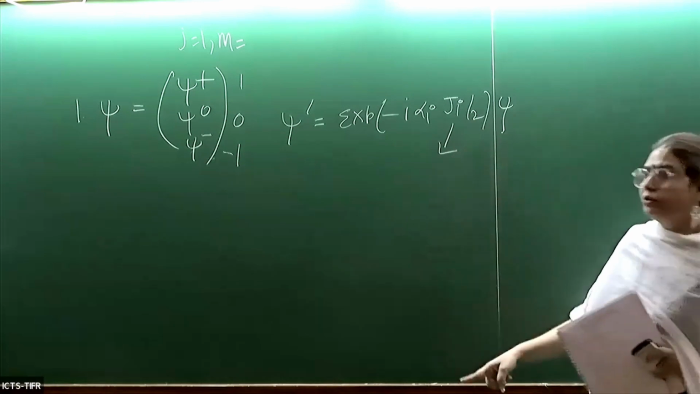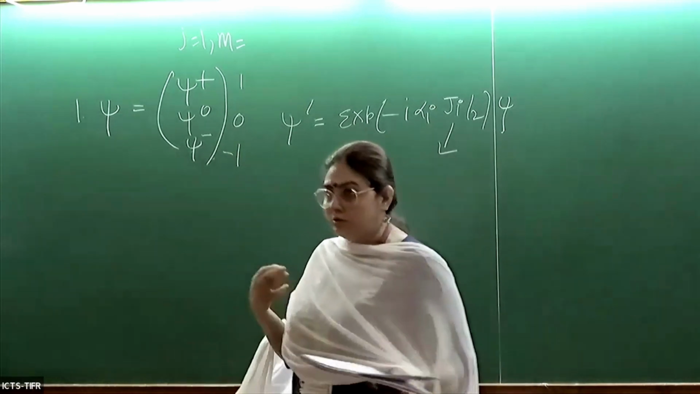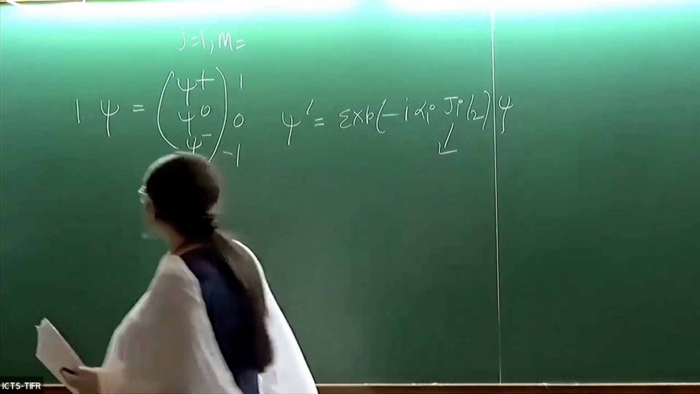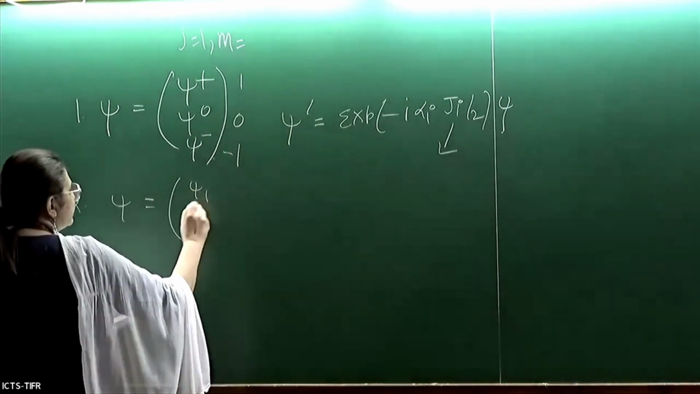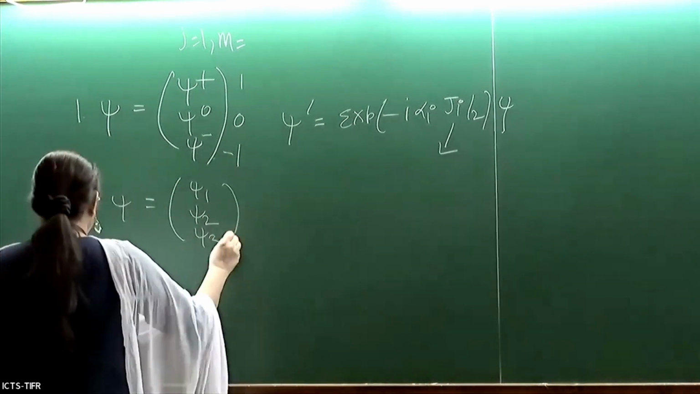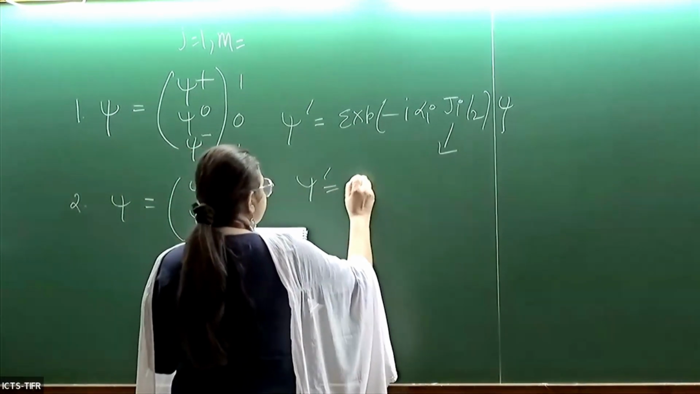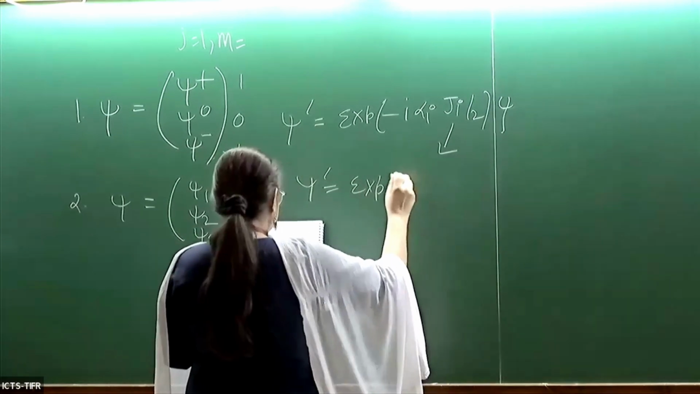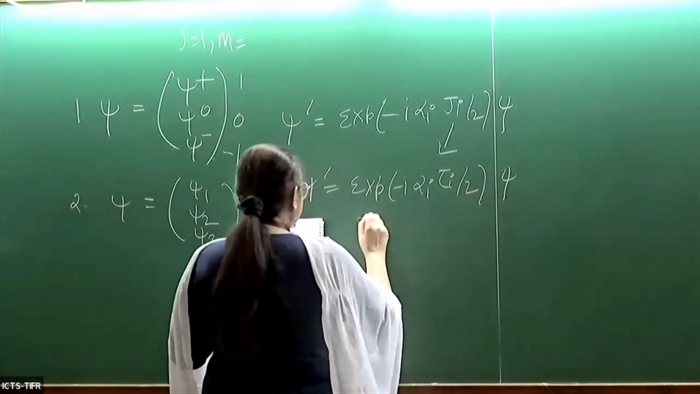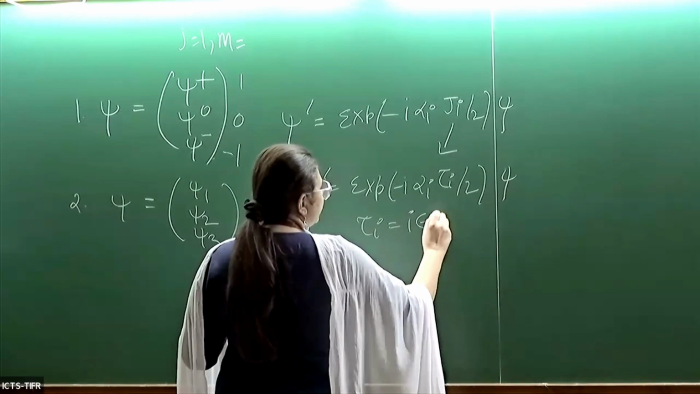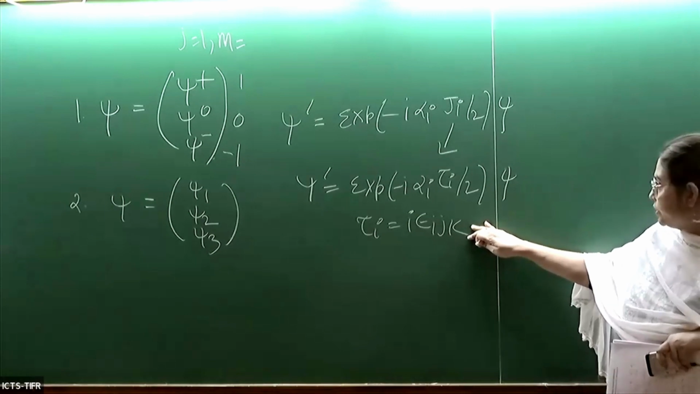where J_i will be my angular momentum matrices for j equal to 1. So these are 3 cross 3 matrices, which we already know for the j equal to 1 representation of the angular momentum. Another way of writing it is as psi1, psi2, psi3, where my psi prime transforms as exponential of alpha_i tau_i by 2 psi, where my tau_i is i epsilon_ijk. So these are the structure constant matrices, okay?